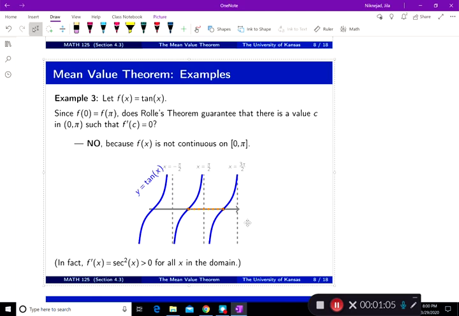What we know is that between 0 and pi, the function tangent is not continuous. You're saying 0 here and pi here, and there's a discontinuity right down here. And therefore, I cannot use Rolle's theorem because the continuity and differentiability part of it is not satisfied. And in fact, the derivative of tangent is secant squared of x, and it's always positive, and it's always increasing within the domain.